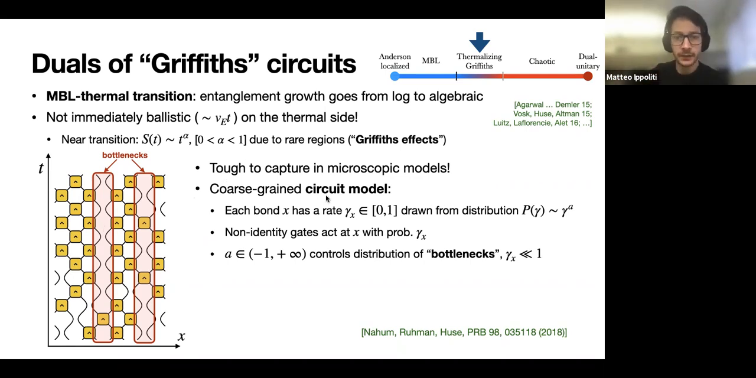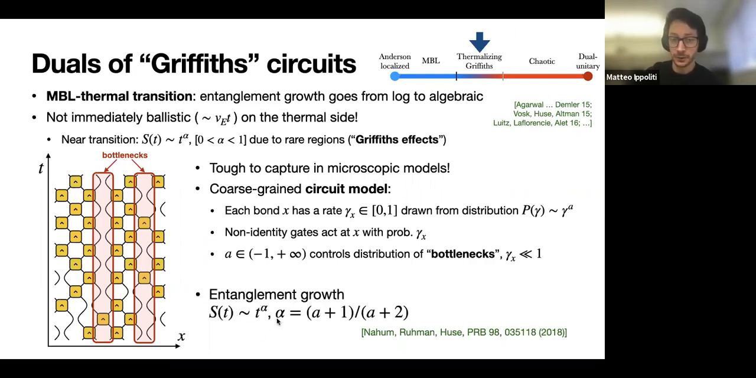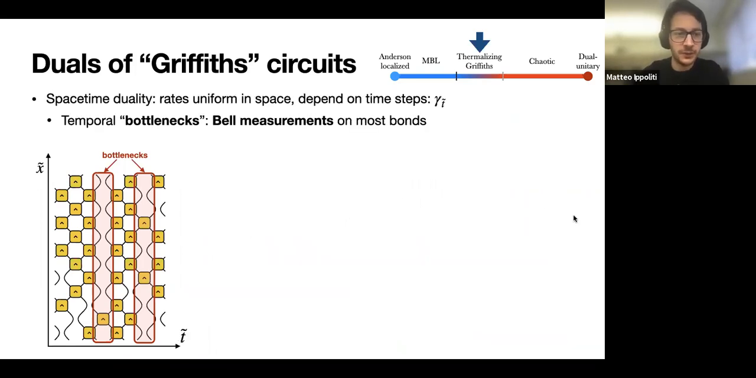So you can construct this by assigning to each bond a rate, gamma, between 0 and 1, sampled from some distribution, which has this form here, this power law form controlled by an exponent. And it turns out that that controls exactly the power of the entanglement growth. This was found in this paper. And it lets you basically tune it from 0 to 1 as you change this exponent, which tunes the concentration of bottlenecks. So that's what we plan to simulate, because this is exactly in the setup of unitary circuits that we can dualize.